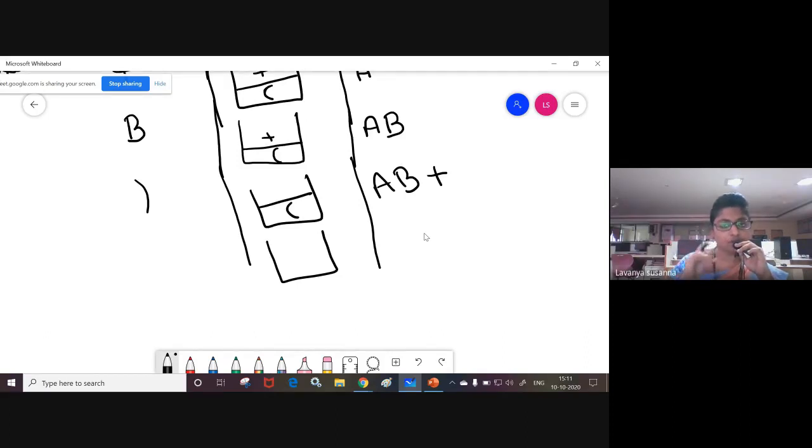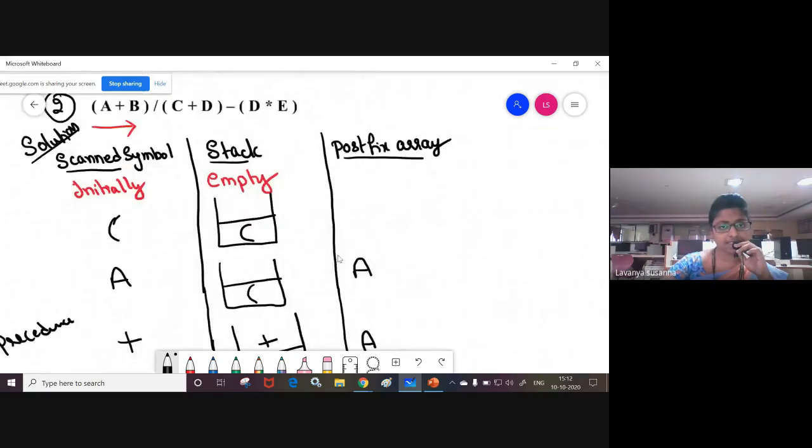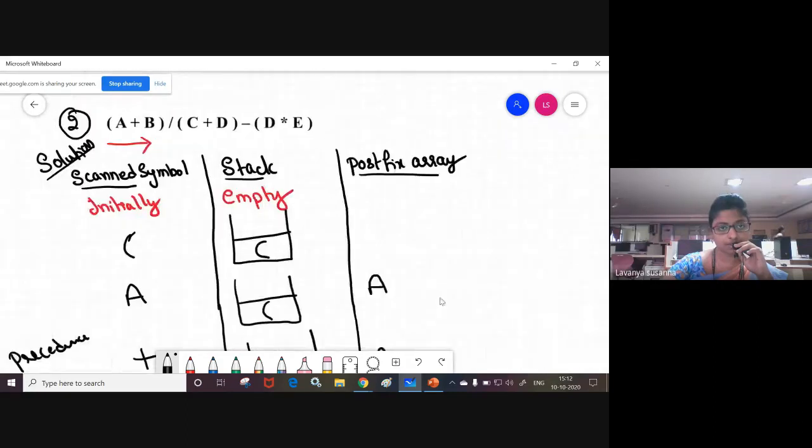Here there is only one plus. There is only one operator. Delete it and add it to the postfix array. Next, there is no other symbol. What is present? There is only an open bracket. Ignore it. I hope you understood, students. Now stack is empty. Next scanned symbol. What is the next scanned symbol?